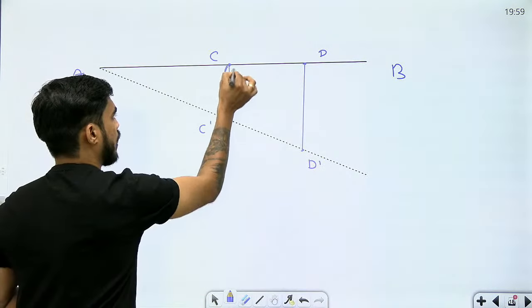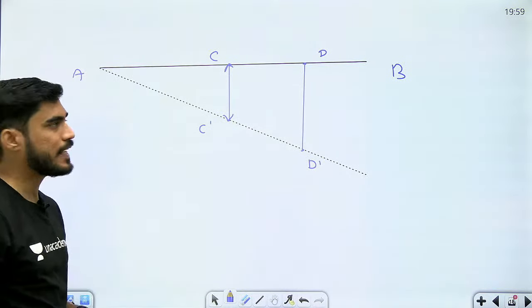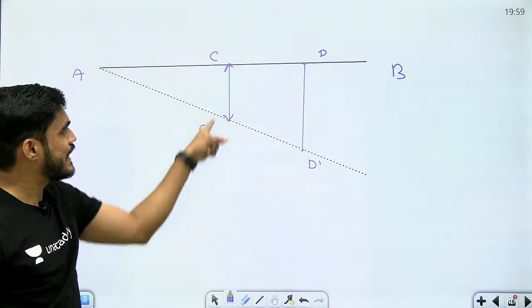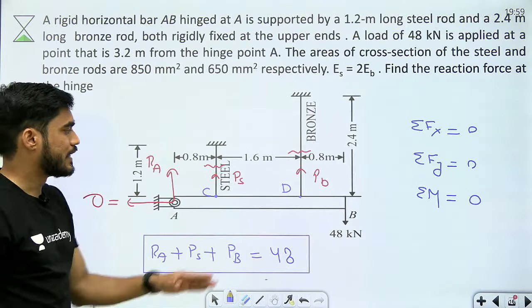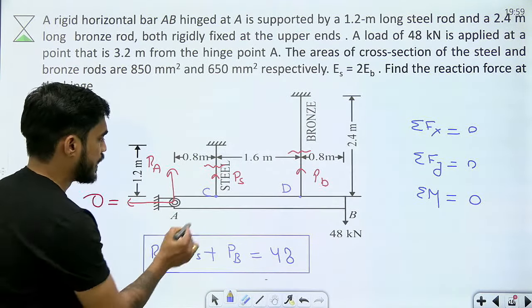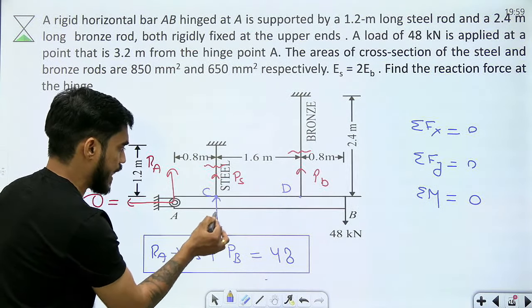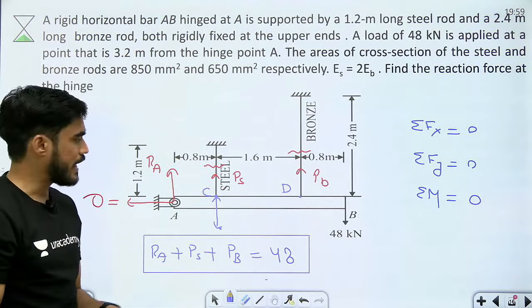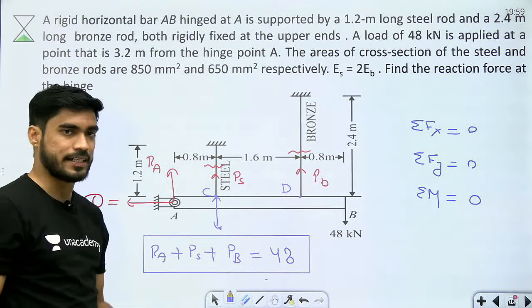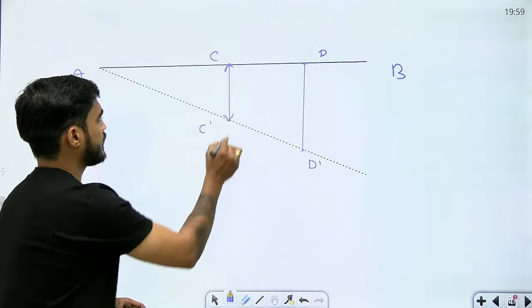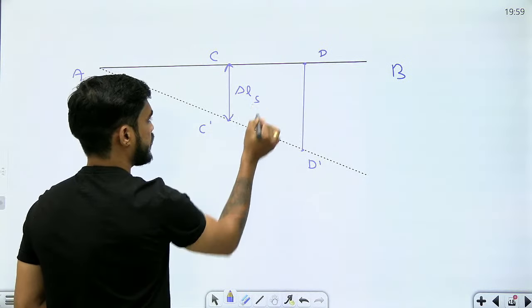Now what is this beta? ये क्या है? This is the change in length of steel, right? This is the change in length of steel. अगर ये C point यहाँ पहुंच गया, मतलब स्टील की रॉड जो है वो इतना elongate हो रहा है, right? This much steel is elongating. So this is the change in length of steel.